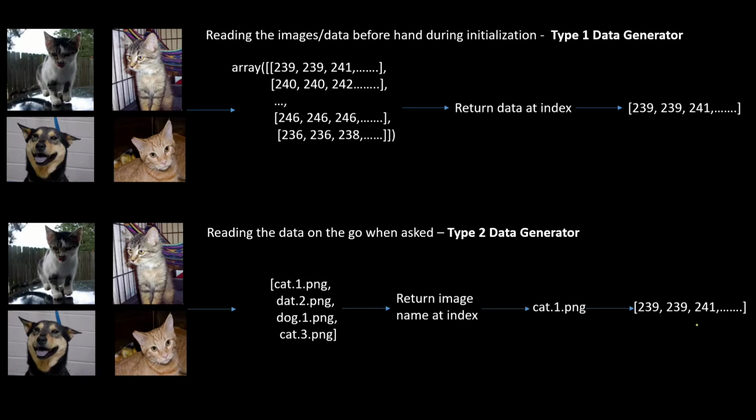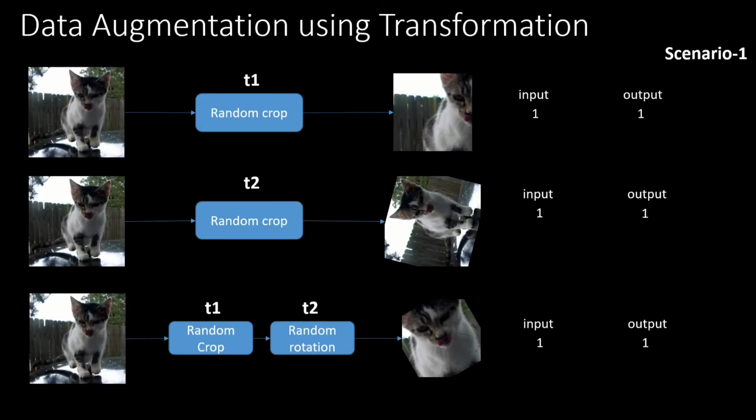So for this first video, we will code out scenario one of data augmentation. We'll see how we can create these augmented images and how we can create data loaders with this data. And we'll do it for both types of data generators, where in one case we are reading the images beforehand, and in another case we are reading the images on the go. So with that, let's get started with the first scenario.